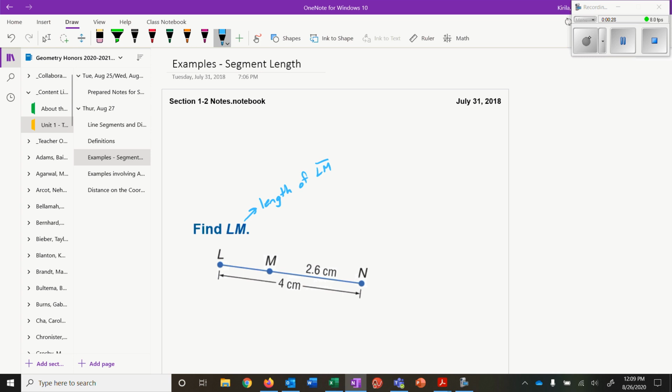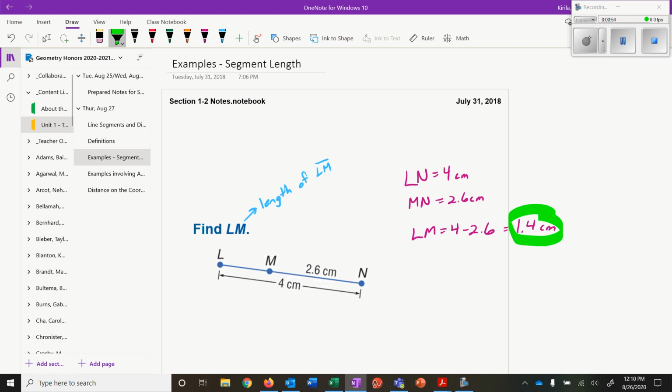These are pretty straightforward. I can see that the length of LN is 4 centimeters. I can see the length of MN is 2.6 centimeters. So if I subtract those, I should get the length of LM. So LM is going to be 4 minus 2.6, which is 1.4 centimeters.